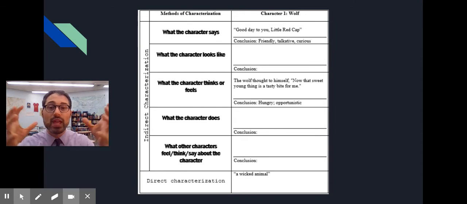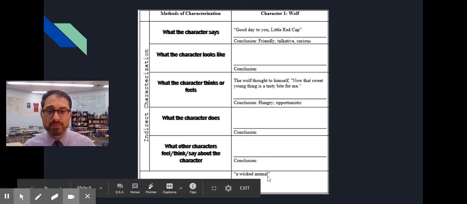If I conflate all of this into one chart, notice I've taken what the character says, put word for word up top. Here's what he's saying, and our conclusion, he's friendly or talkative or curious. I placed word for word from the story, what he thinks or feels, and I drew my conclusion. And then I put what we were flat out told, that he's a wicked beast.